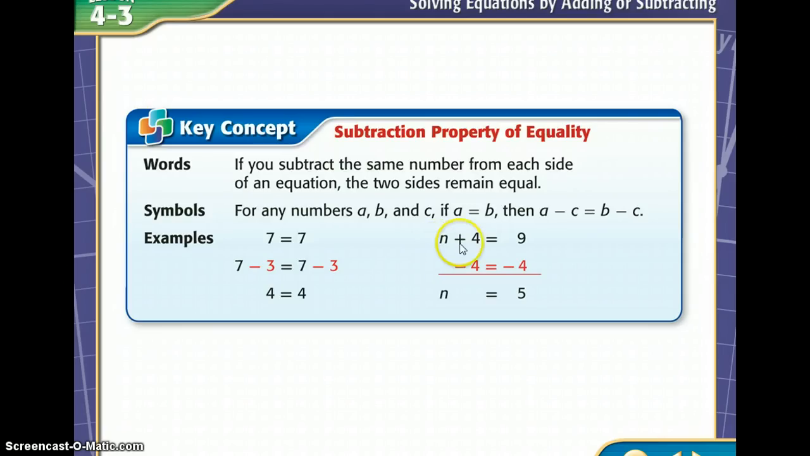Over here, we start with n plus 4 equals 9. The inverse operation of addition, of course, is subtraction. That's why we chose subtraction here, because plus 4 minus 4, those will zero out, leaving you with just the n. What you do to one side of the equal sign, you have to do to the other in order to maintain that equality. So 9 minus 4 leaves you with 5.